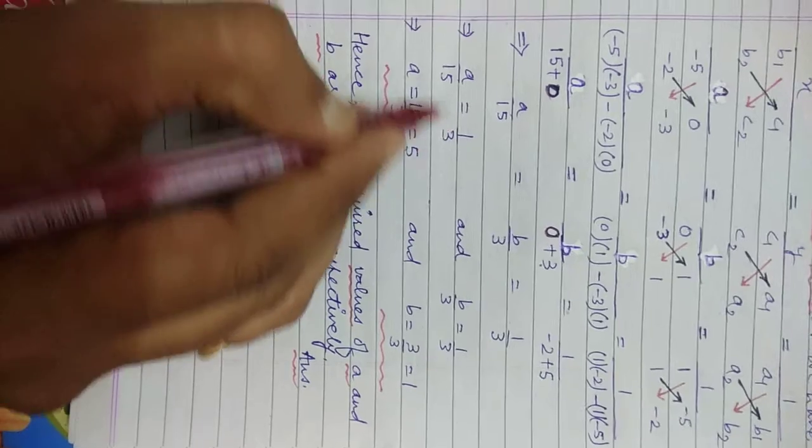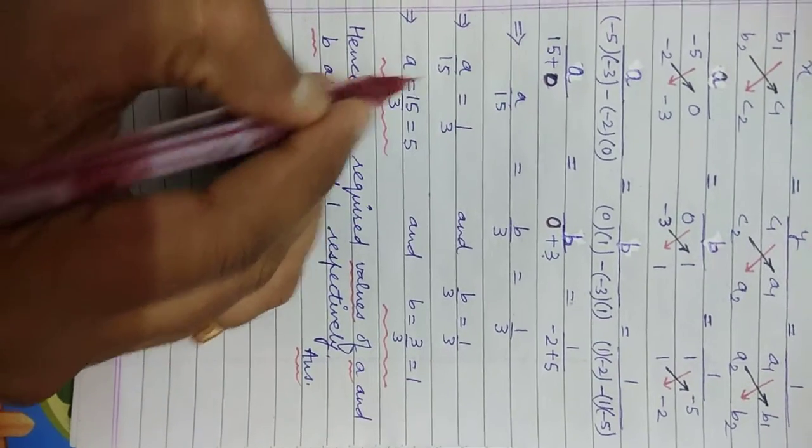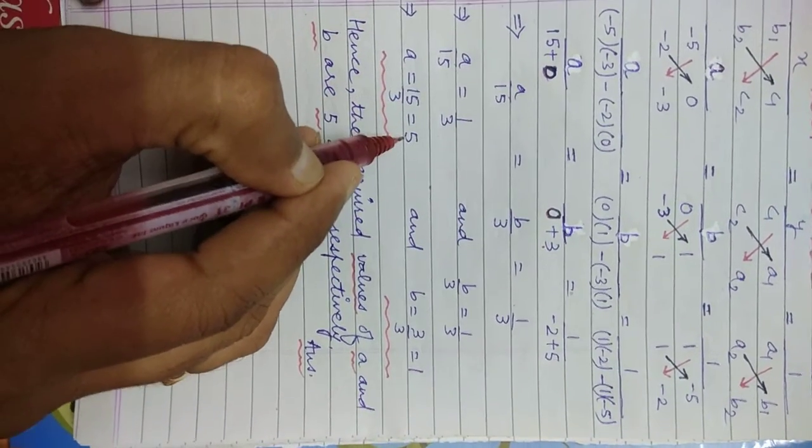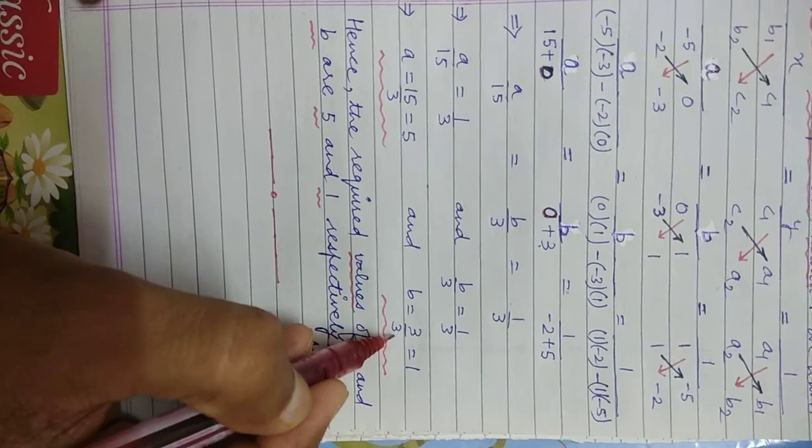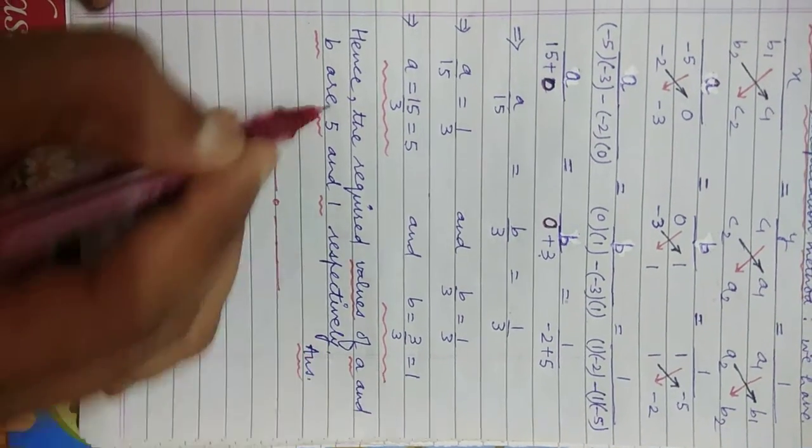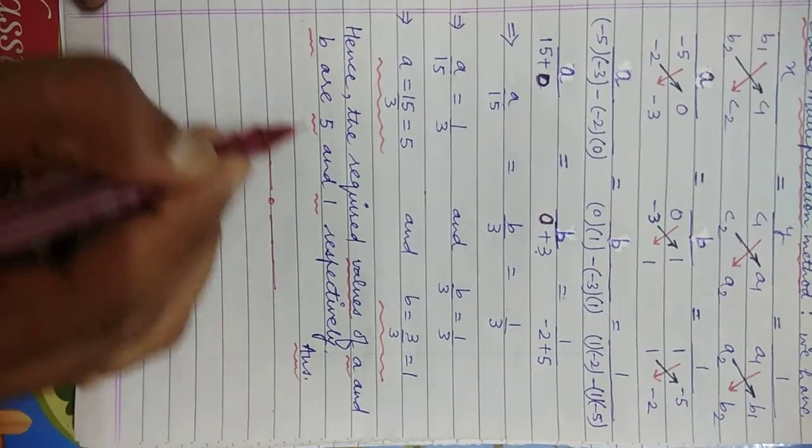Again on solving, cross multiplying, a is equal to 15/3, that is 5, and b is equal to 3/3, that is 1. Hence the required values of a and b are 5 and 1 respectively. Thank you.